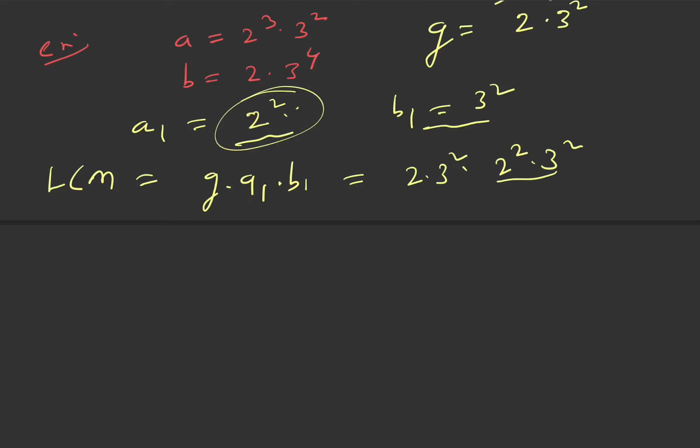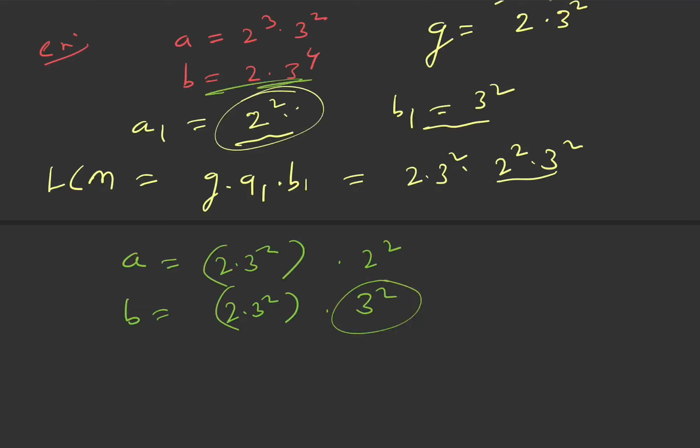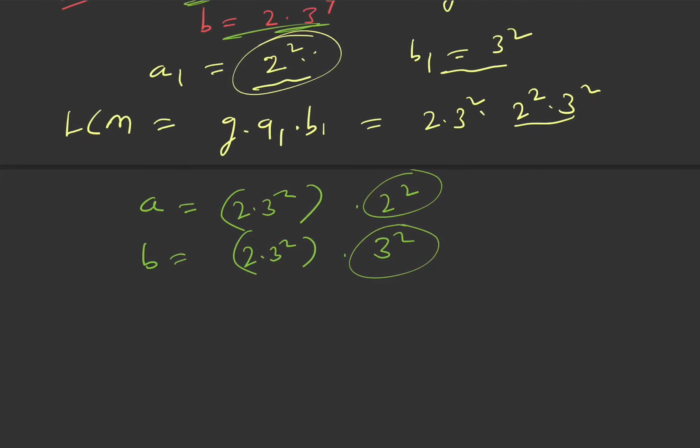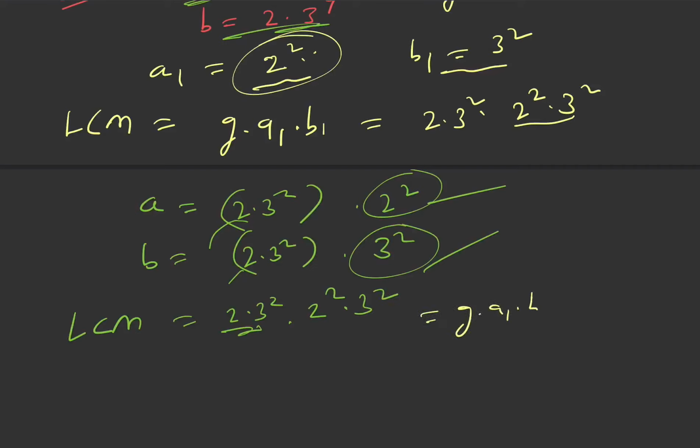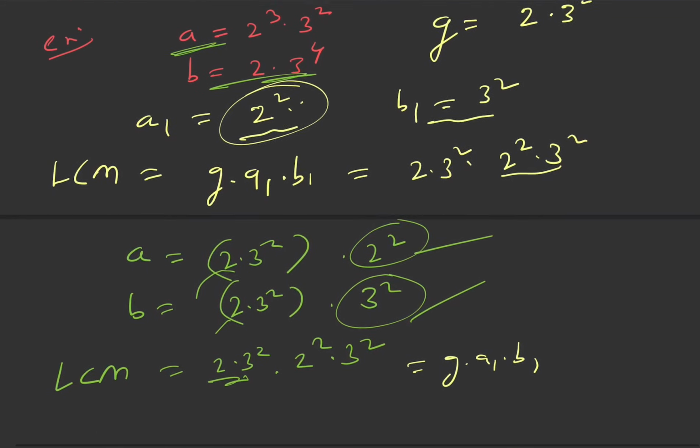So let me just explain it clearly. A is nothing but G, that is 2 into 3 square, into A1, this is 2 square, and B is nothing but G, that is 2 into 3 square, into B1, that is 3 square. So 3 square is left out in B after you take the GCD, and 2 square is left out in A after you take out the GCD. So now how will you write the LCM of A and B? To write the LCM, you can directly take this 2 into 3 square, and between A1 and B1 nothing is common, so you need to take both these, 2 square and 3 square, right? So LCM is nothing but G into A1 into B1. So I hope this is very clear.